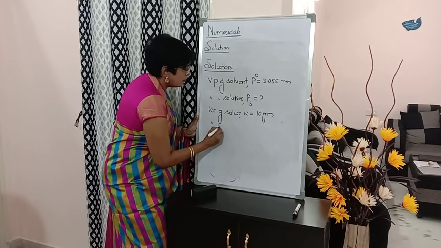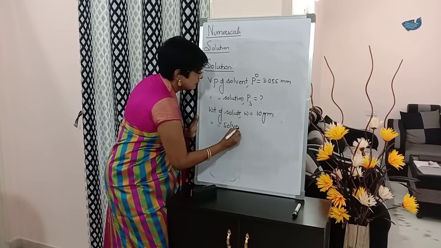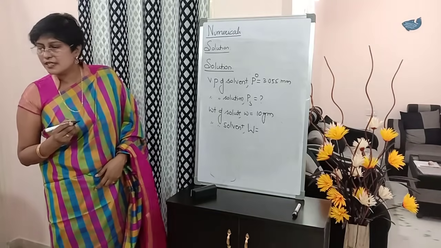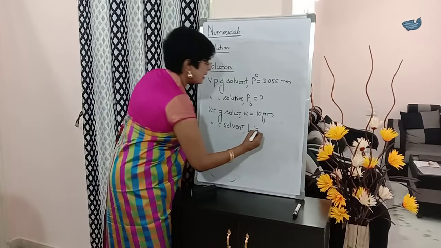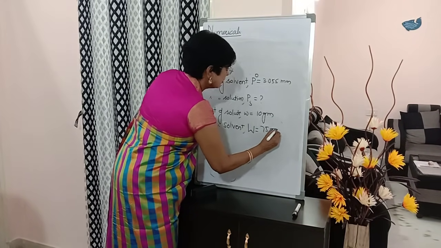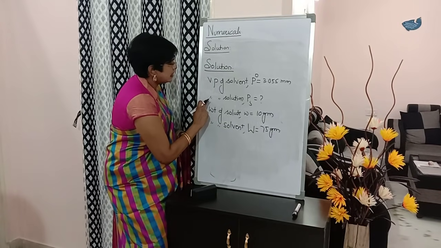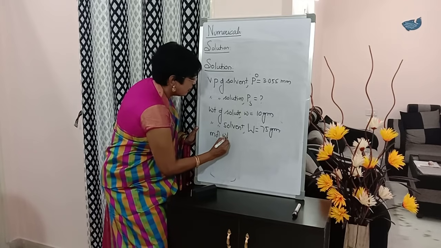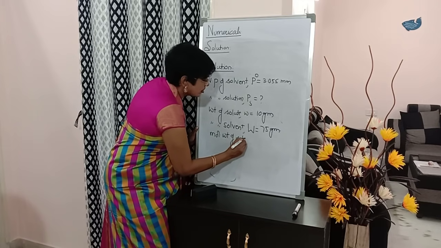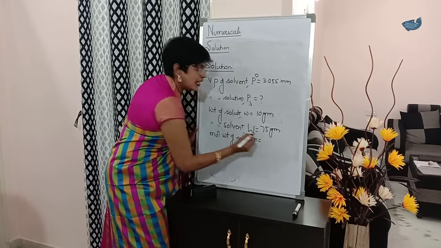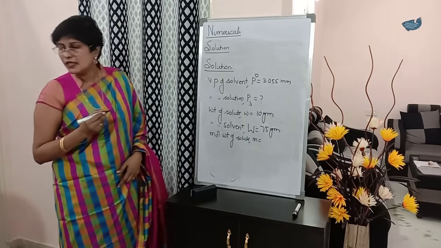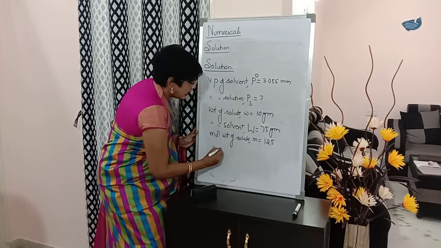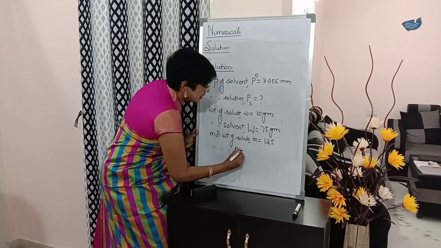Next, weight of solvent, capital W, is given how much, students? 75 grams. Okay, what is to be calculated? Vapor pressure of solution. And next, one more value, students. Molecular weight of solute, denoted by small m. How much is it given? It is 125. Next, molecular weight of acetone, that is the solvent.